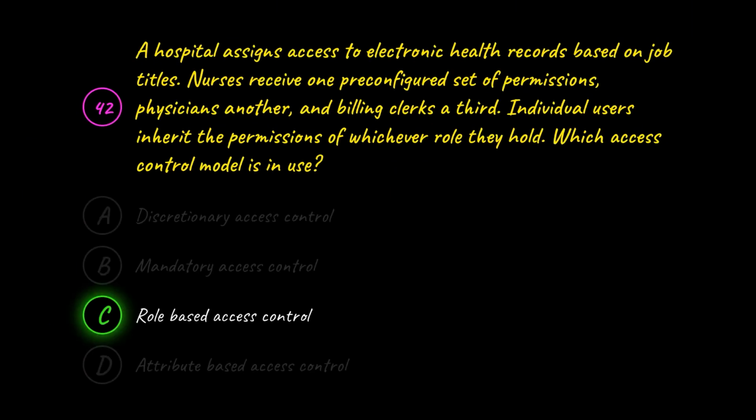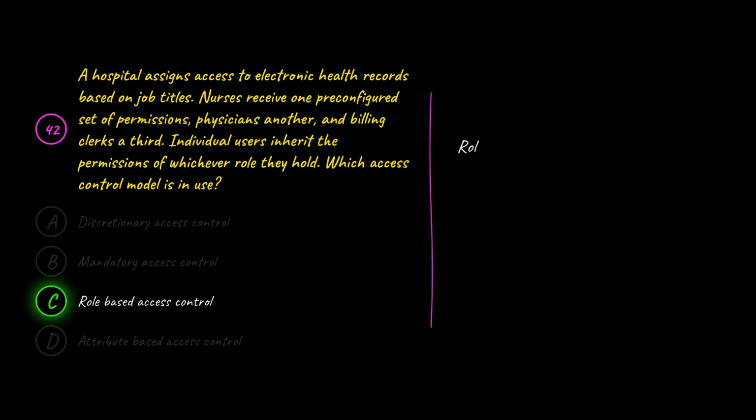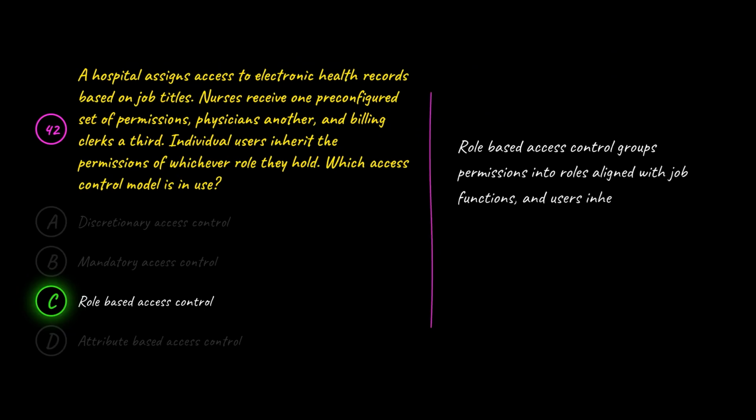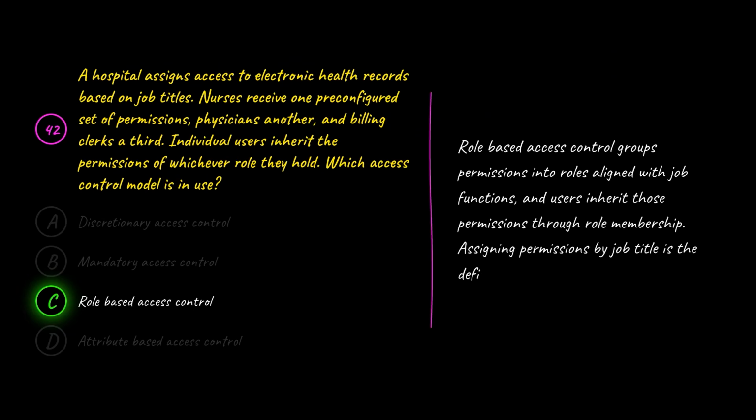The correct answer is C. Role-based access control. C is correct because role-based access control groups permissions into roles aligned with job functions, and users inherit those permissions through role membership. Assigning permissions by job title is the defining feature.